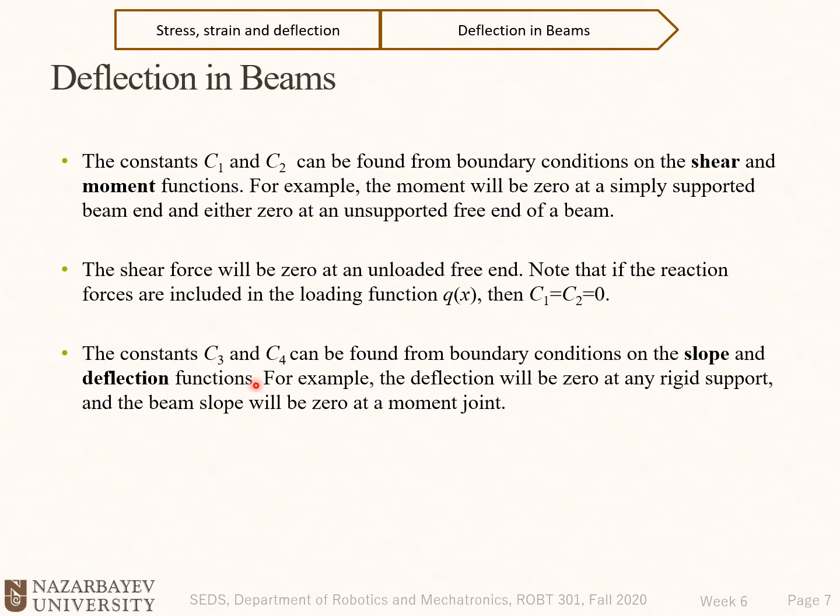What about the slope? It will be 0 at a moment joint. What is a moment joint? One example of a moment joint is a fixed joint in a cantilever beam. Okay, and it's very intuitive. And you know that in a cantilever beam, the slope of the beam will be 0 at the support.